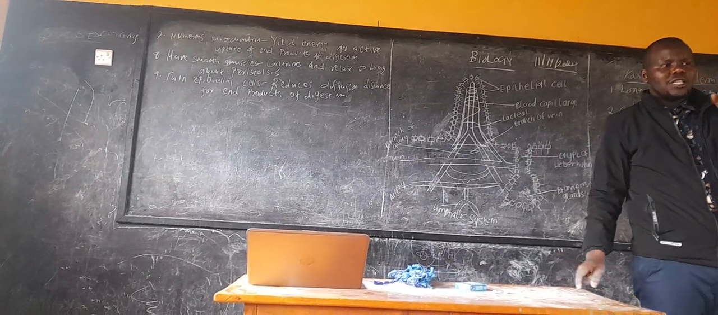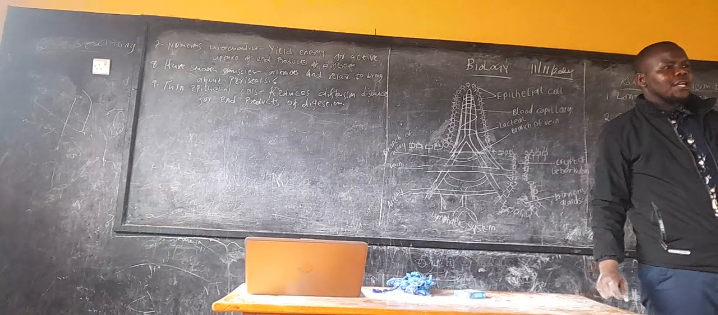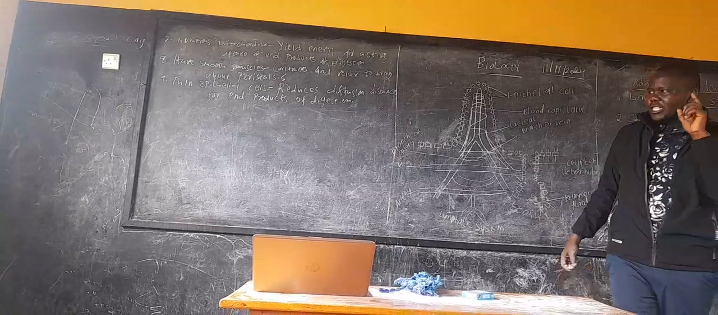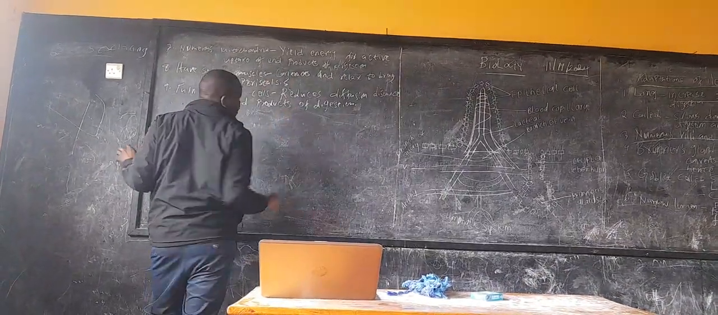Diffusion distance. So we say they can depend on diffusion or active transport. For diffusion to happen, the membrane should always be thin. Which membrane are we dealing with here? The epithelial lining. Is that clear? That's why we're saying the epithelial cells should be thin to reduce the diffusion distance.